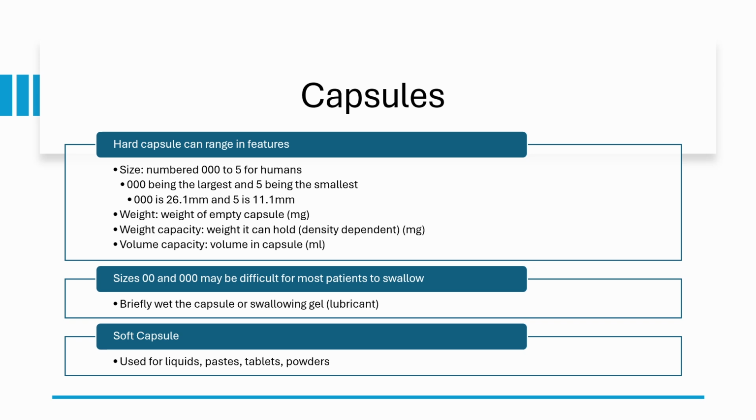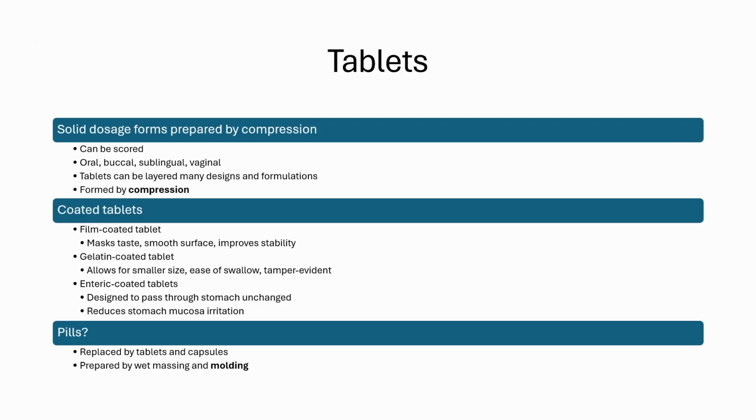Soft capsules are used for liquids, pastes, tablets, and powders. Tablets are solid dosage forms prepared by compression. They can be scored, which allows for easy cutting of the tablet. They can be administered by oral, buccal, sublingual, and vaginal routes. Tablets can be layered with many designs and formulations. Layered levels can have different active ingredients or allow for drug release implementation or just for cosmetic reasons. They can be coated as well.